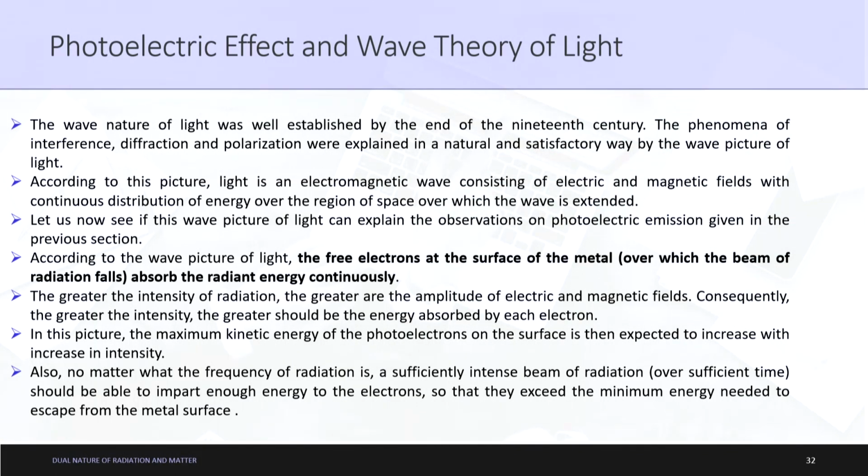There is something I need to explain before starting the complete concept. Everything which I just said is nicely written here. Okay. So the wave nature of light was well established by the end of the 19th century. This was the same time at which the discovery of the electron was also taking place. The phenomena of interference, diffraction and polarization were explained in a natural and satisfactory way by the wave picture of light. Okay, because these cannot be explained using particle theory, that is why wave theory came into the picture.